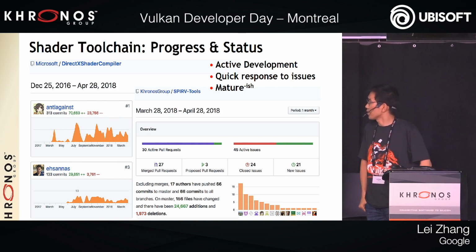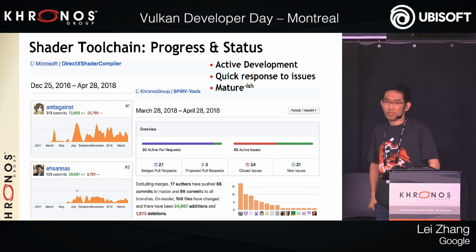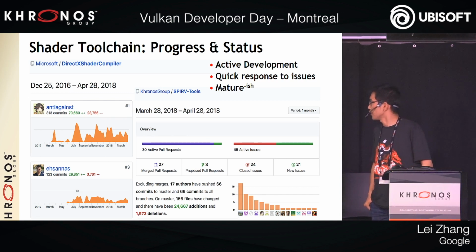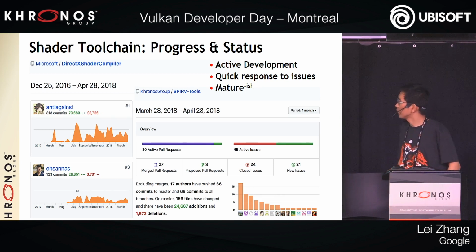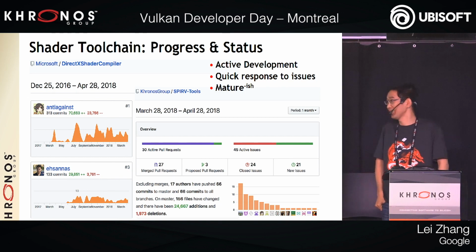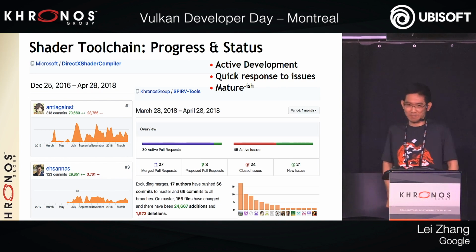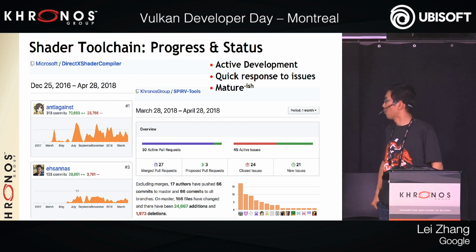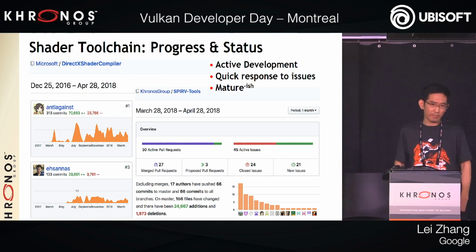That's about legalization. Regarding progress and the current status, we have been working very actively in both DXC and SPIR-V tools. We are the number 1 and number 3 contributors in DXC, which is Microsoft's repository. The GitHub username anti-against is me. And we roughly have 1 pull request landed per day on the SPIR-V tools side. So we care about your feedback very much.